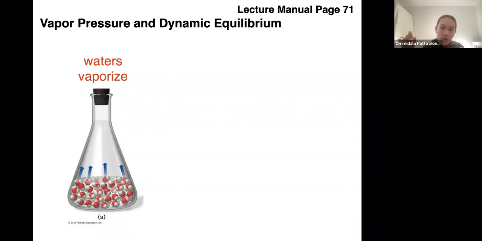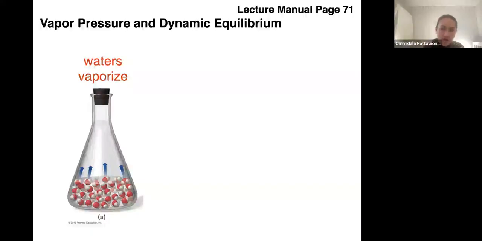So because we are forming gas and gas has pressure property, in this case we are going to take a look at the pressure of the vapor that is being produced during the vaporization process as well. Okay, so let's take a look at a sample of water in an Erlenmeyer flask, and you are going to use a rubber stopper to close this so that we have a closed system here.